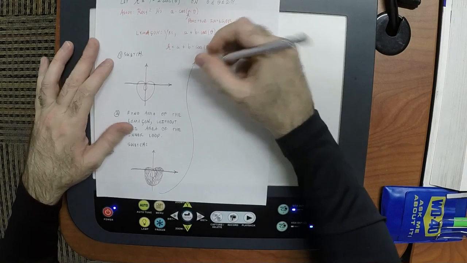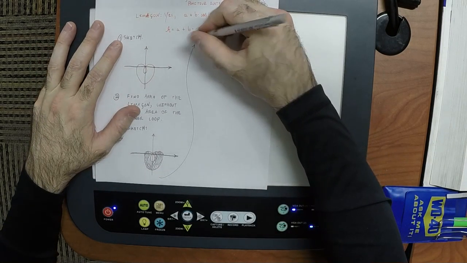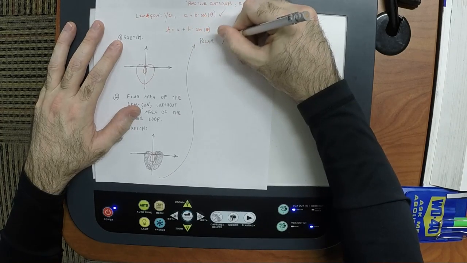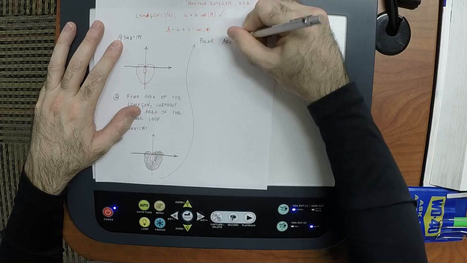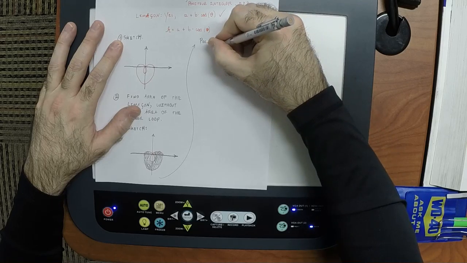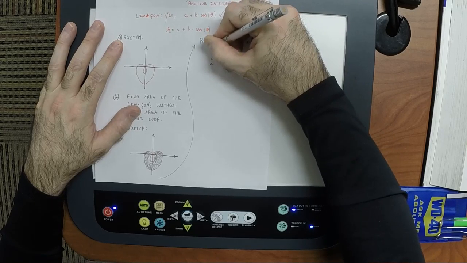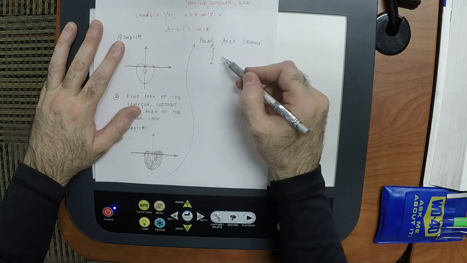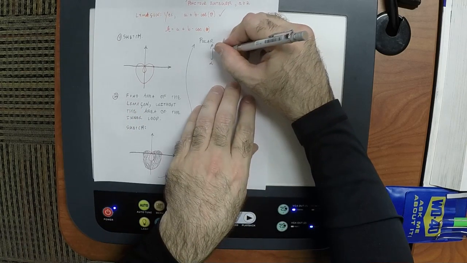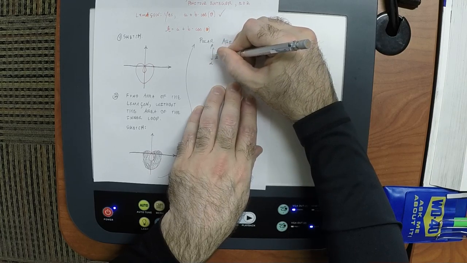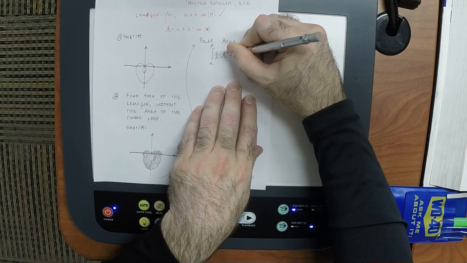Okay. So now, here's the deal. What is the polar area formula? It is the integral from alpha to beta, where those are the beginning and ending angles, and then what are we integrating? Yeah, half radius squared d theta.